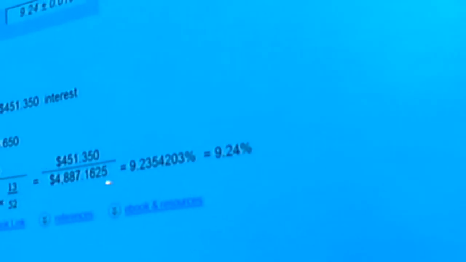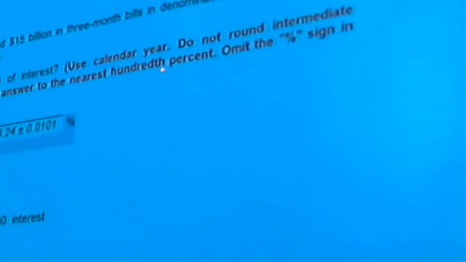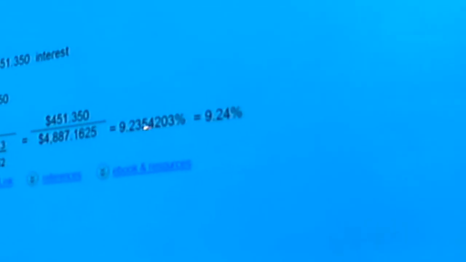Okay? So, we come out with 9.23 blah, blah, blah percent. And you want to round this to the nearest hundredth, second decimal place. So, look at the second decimal place. It's a 3. Look to the right of it. You have a 5. So, we're going to round the 3 up to a 4.